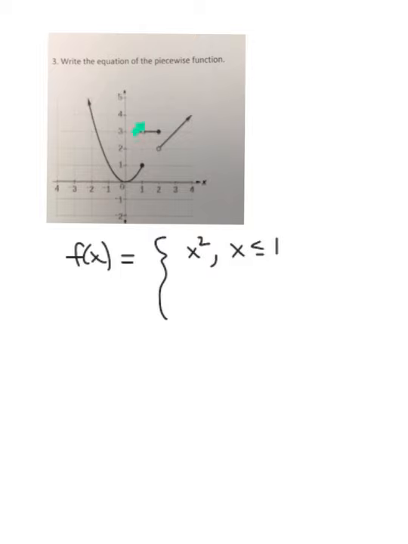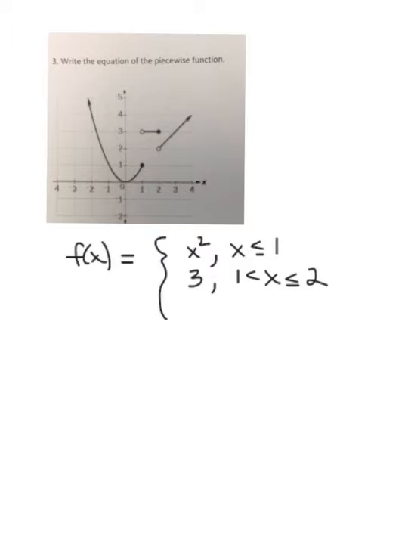Then we look at the second part right here, which is a horizontal line. Its equation is y equals 3, but we don't include 1, but we do include 2. So the equation is y equals 3, and our domain will be not including 1, but including 2.